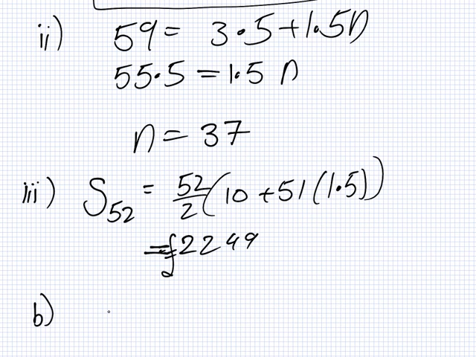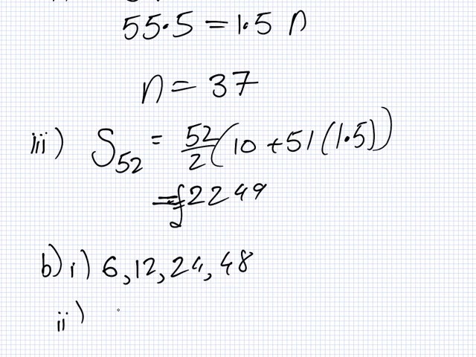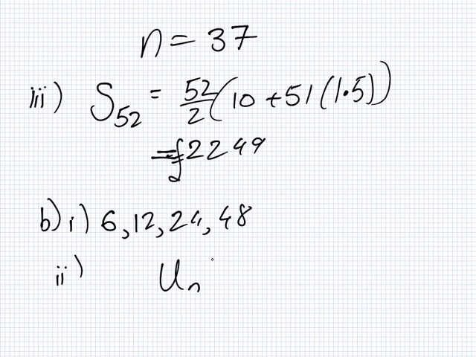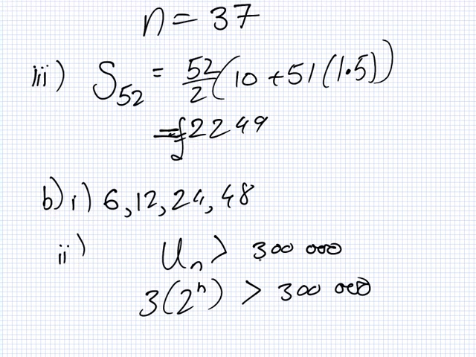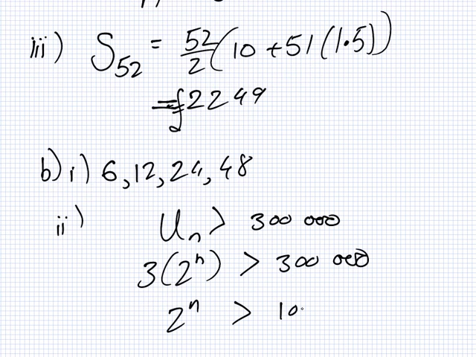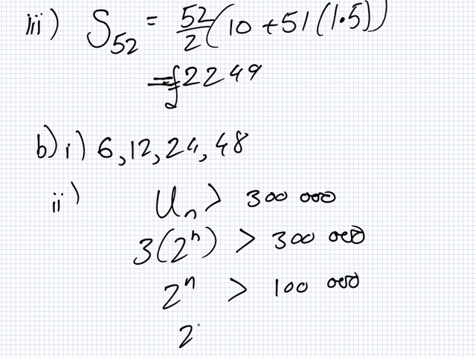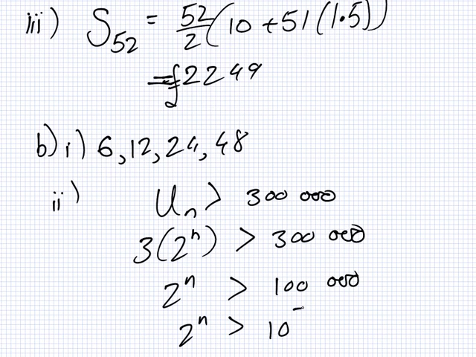What's the first four terms here? That'd be 6, 12, 24, 48. Right, what's the first term to exceed 300,000? Now this is actually given to you: 3 times 2 to the power n greater than 300,000. So when is 2^n greater than 100,000? That is, when is 2^n greater than 10^5?